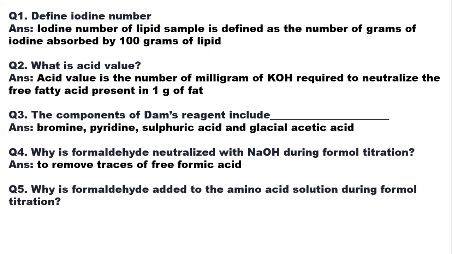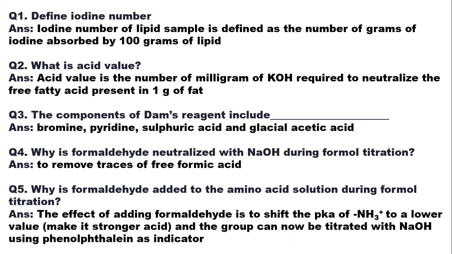And why is formaldehyde added to the amino acid solution during formol titration? The effect of adding formaldehyde is to shift the pKa of the amino group to a lower value, making it a stronger acid, and the group can now be titrated with sodium hydroxide using phenolphthalein indicator.